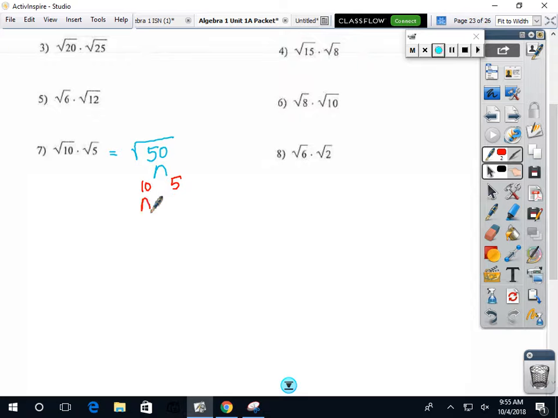Okay, 10 breaks down into 2 and 5, and then 5 just drops. So now that they're all prime, you circle any sets that you have, put whatever is not circled back under the radical, and then kill and kick out, and you get that.